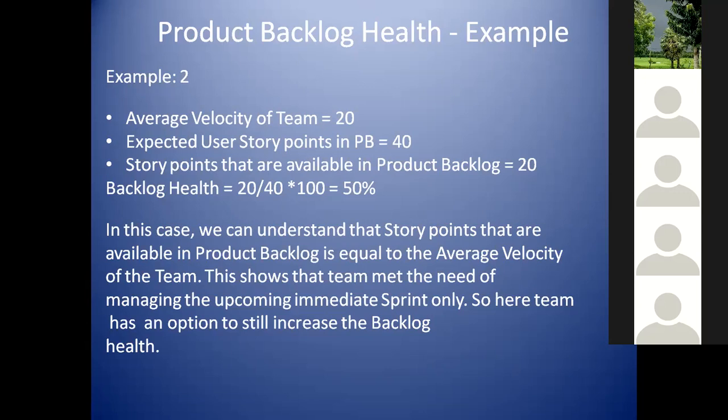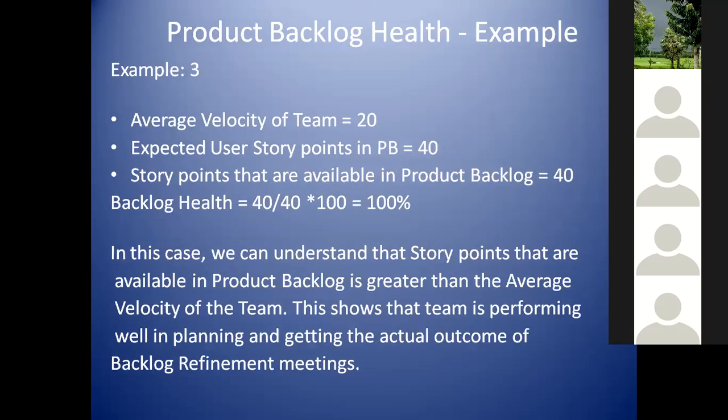We still need to increase the product backlog health by managing a few more refinement sessions, but not like the previous case. In the previous case, we were not even able to run the upcoming sprint itself because we were very short on story points. But here we are at least able to get into one more sprint. So we are in a situation to manage that. This is how we can understand how many refinement sessions we need to plan.